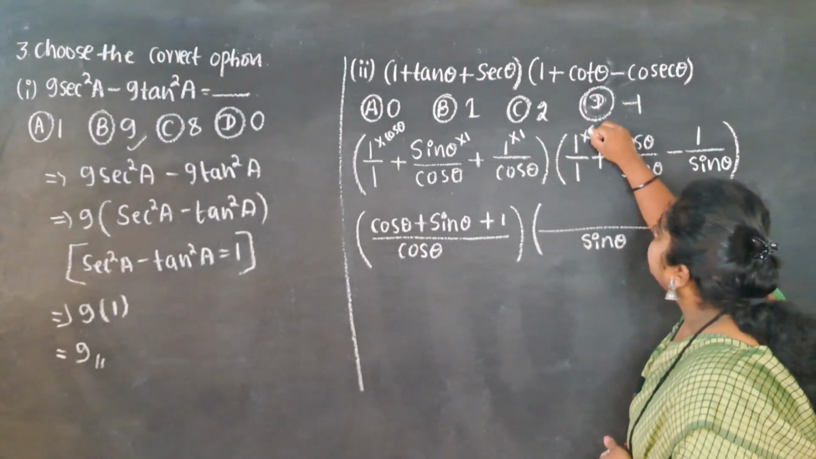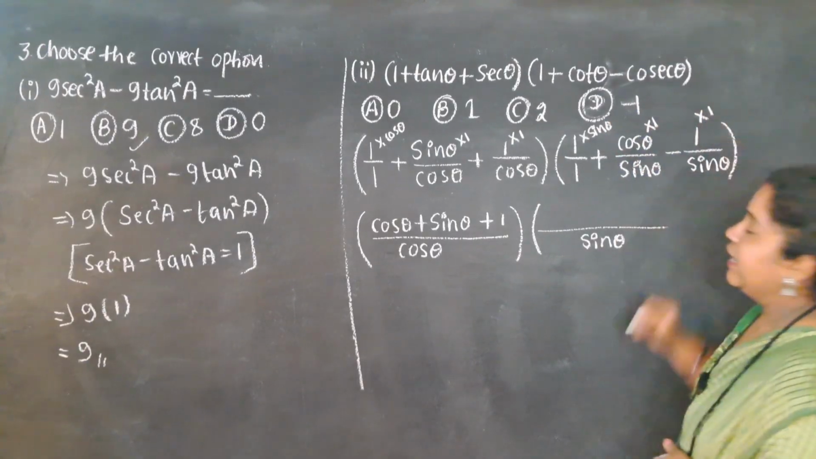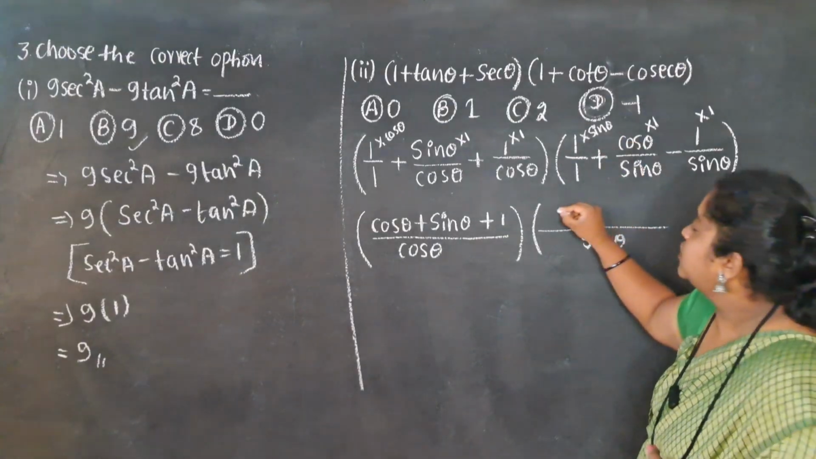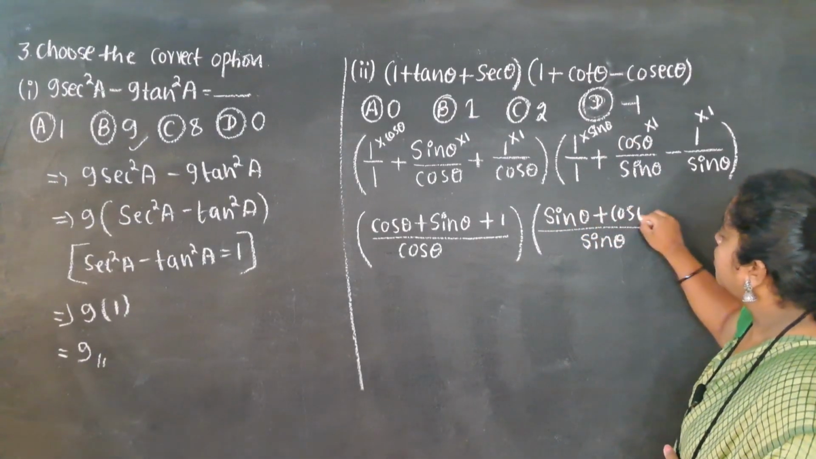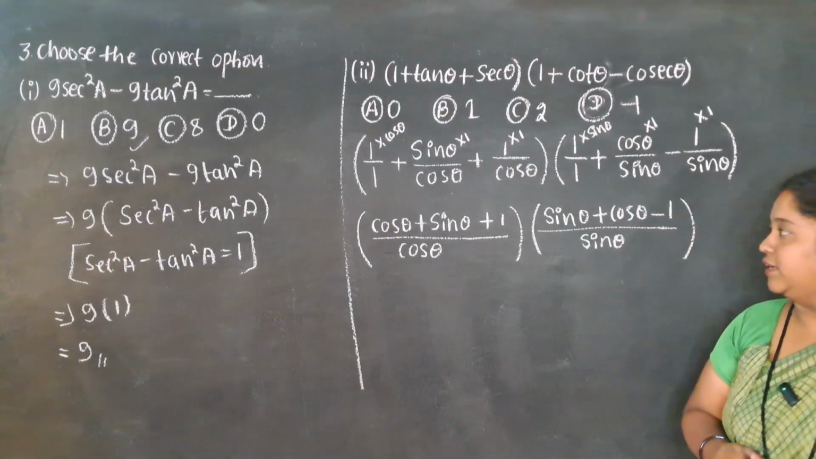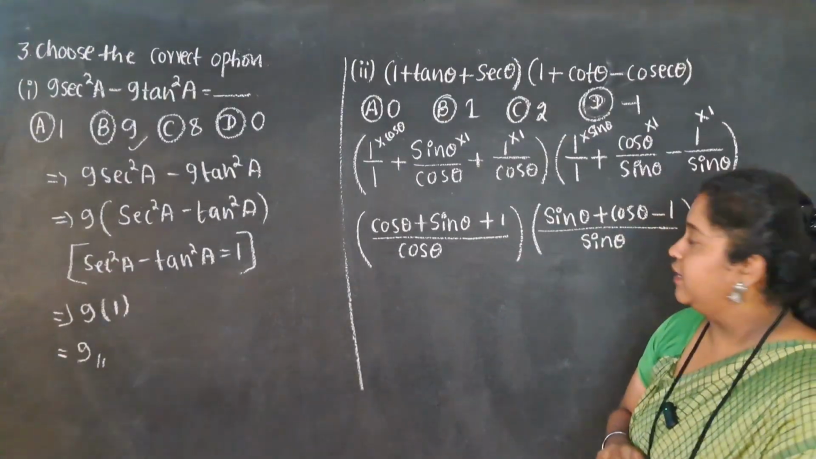So 1 into sin theta, 1 into sin theta will be how much, dear? Sin theta. See here, cos theta into 1 is cos theta, minus 1. This is the simplification of this part. Now look at the board. Very important, you need to understand here.